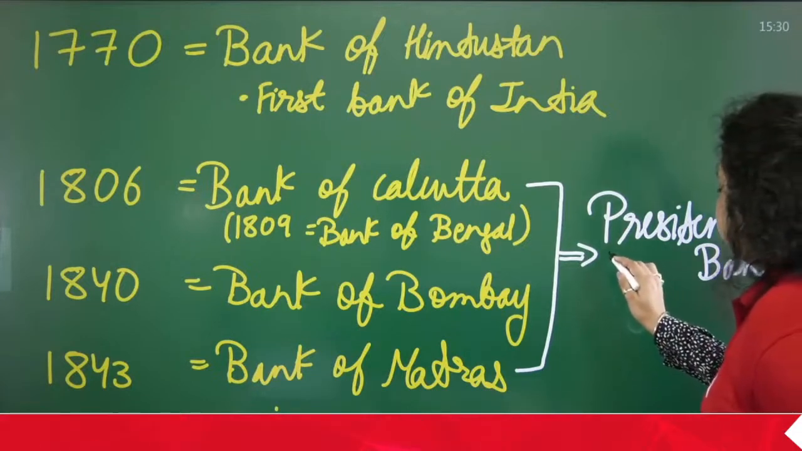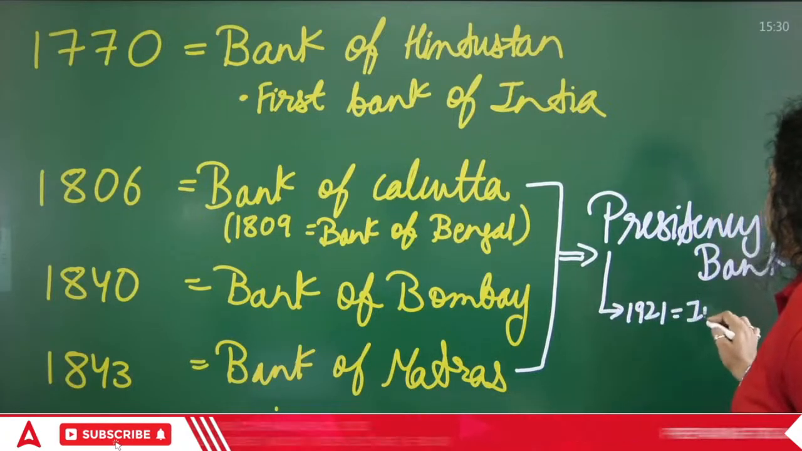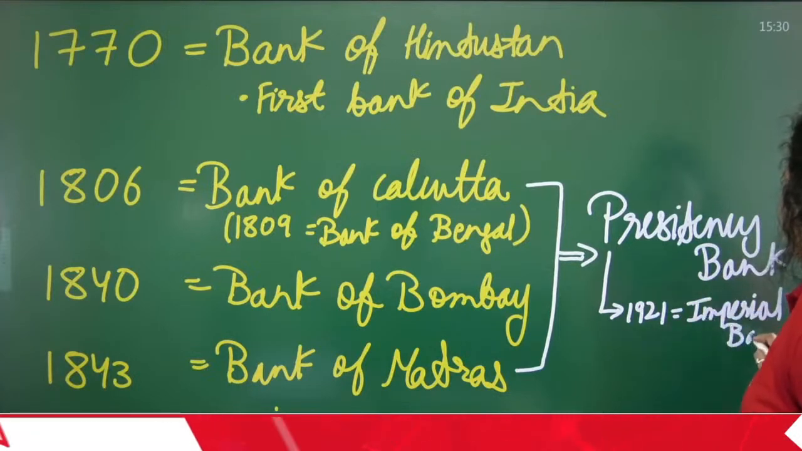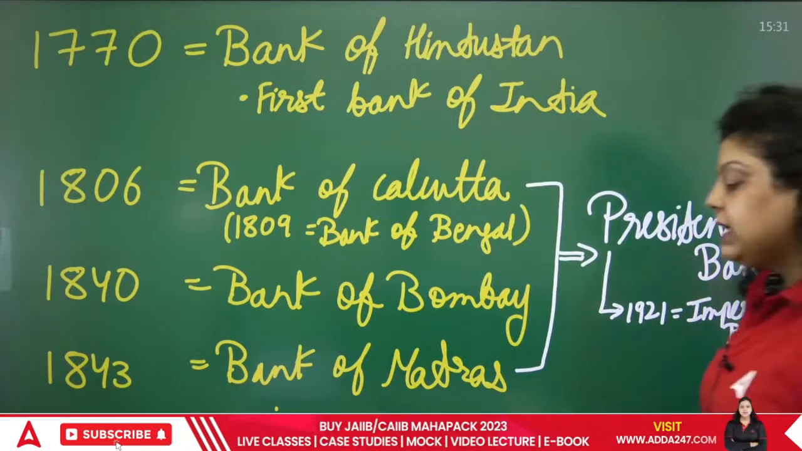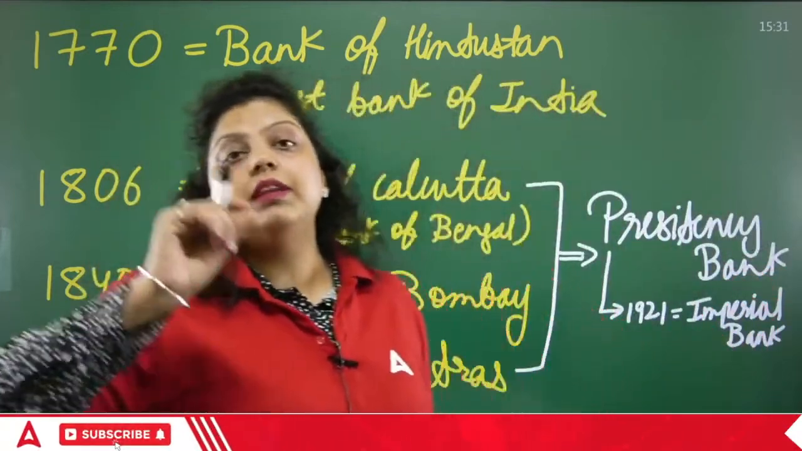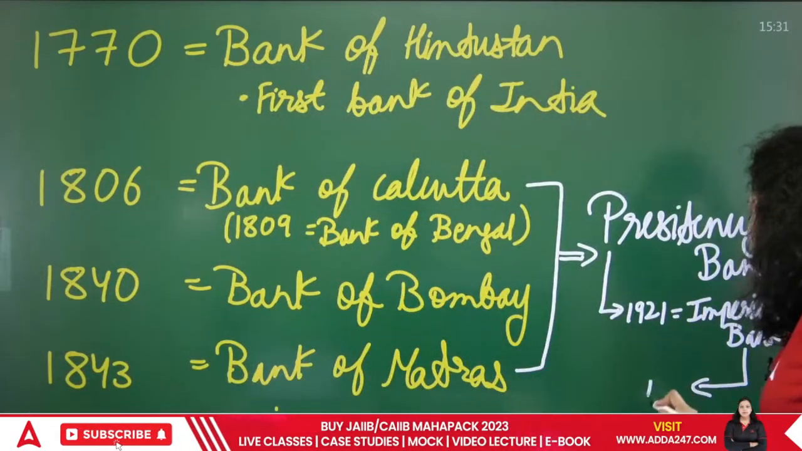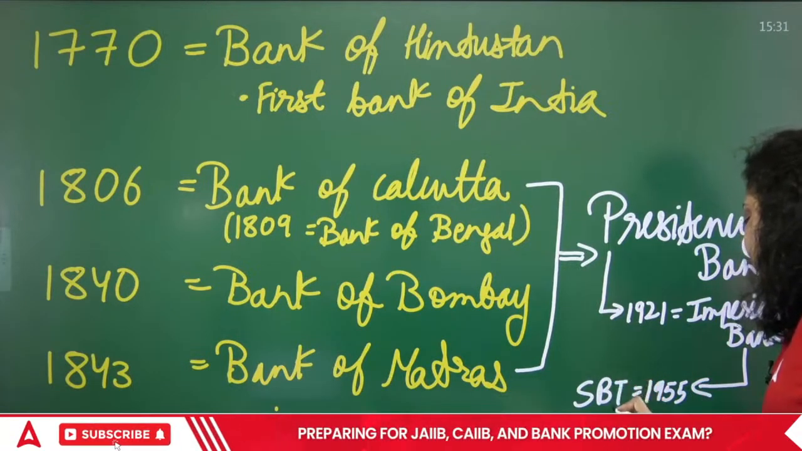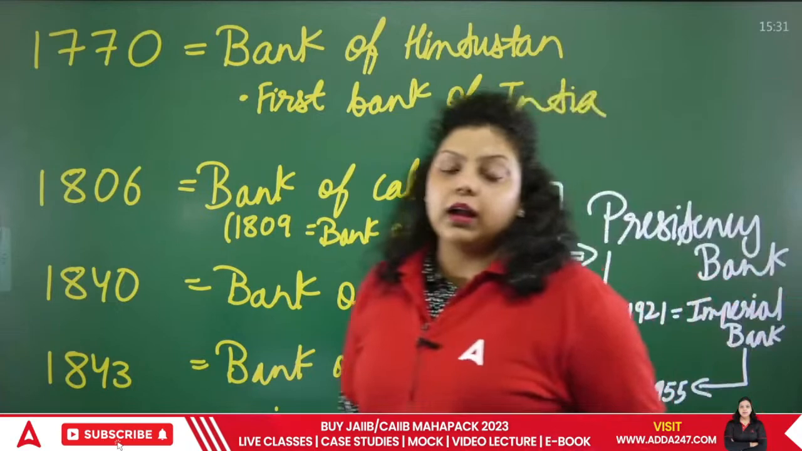After this, these three Presidency banks were converted in 1921 into the Imperial Bank of India, by their amalgamation. Then this Imperial Bank of India was further converted in 1955 into the State Bank of India. On 1st July 1955, the Imperial Bank of India became SBI.